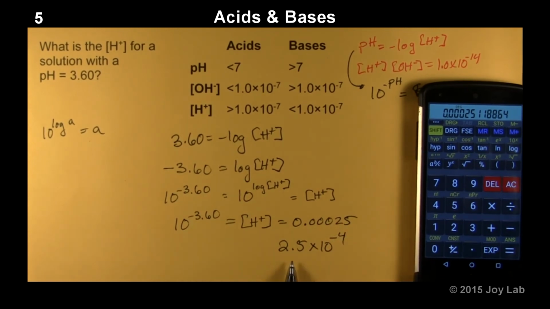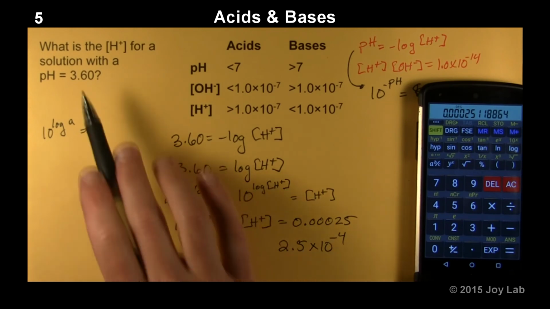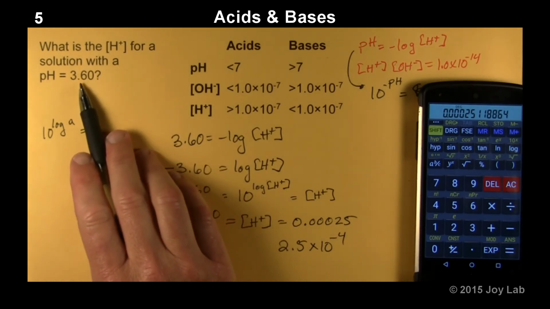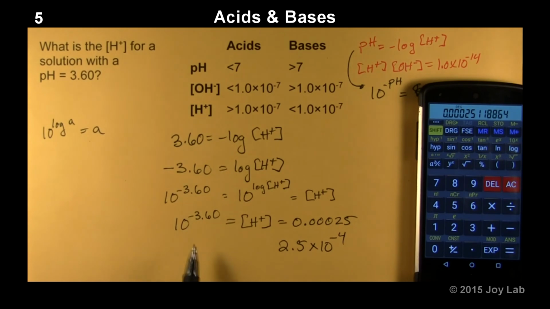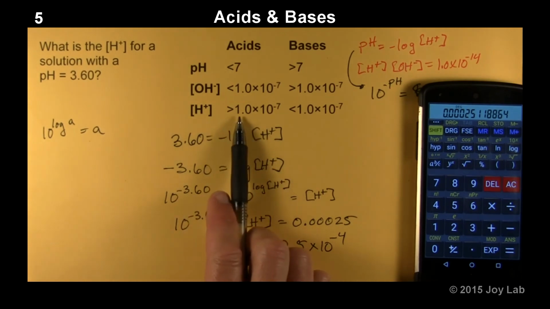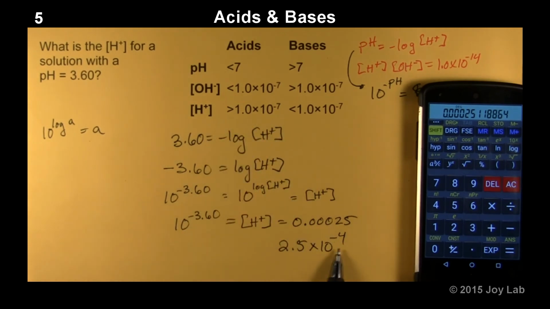Does it fit? Acid or base? Less than 7 is going to be an acid. My hydrogen ion concentration should be greater than 10 to the minus 7. Yes, 10 to the minus 4.